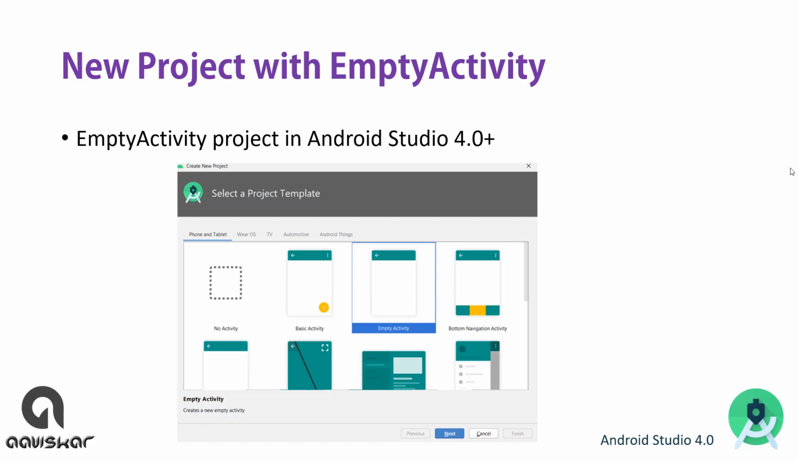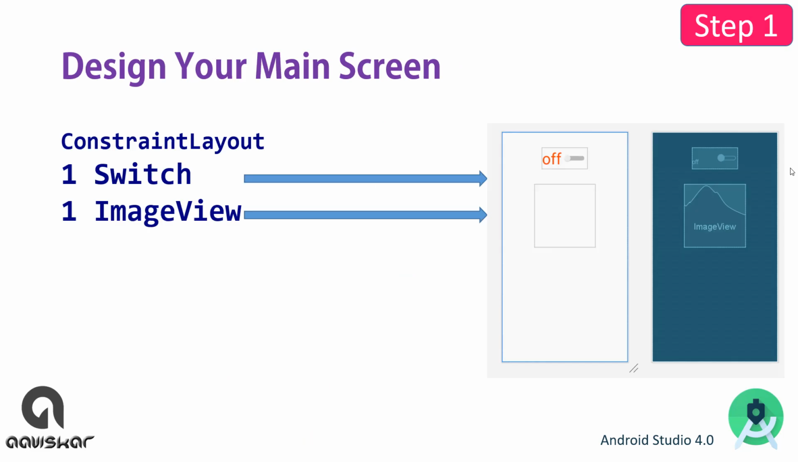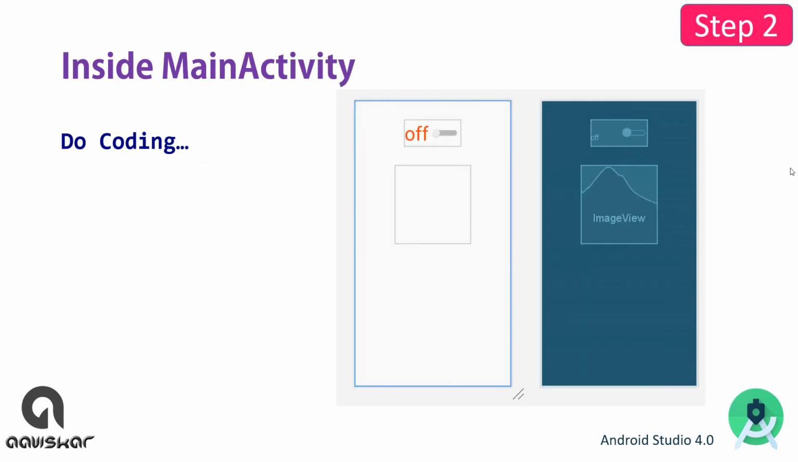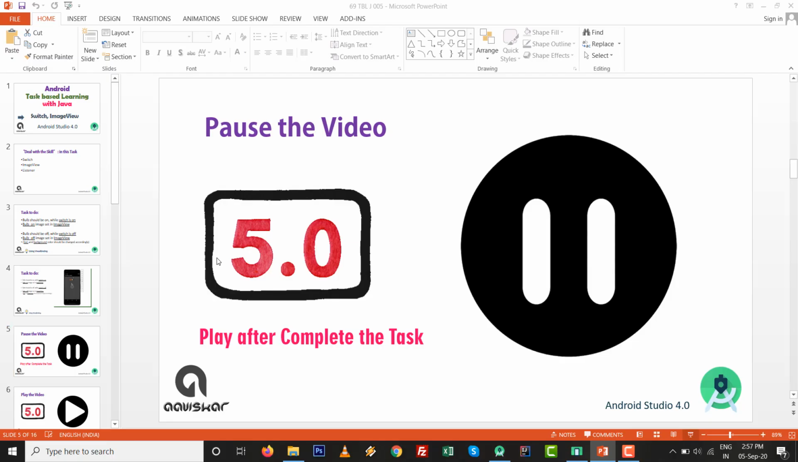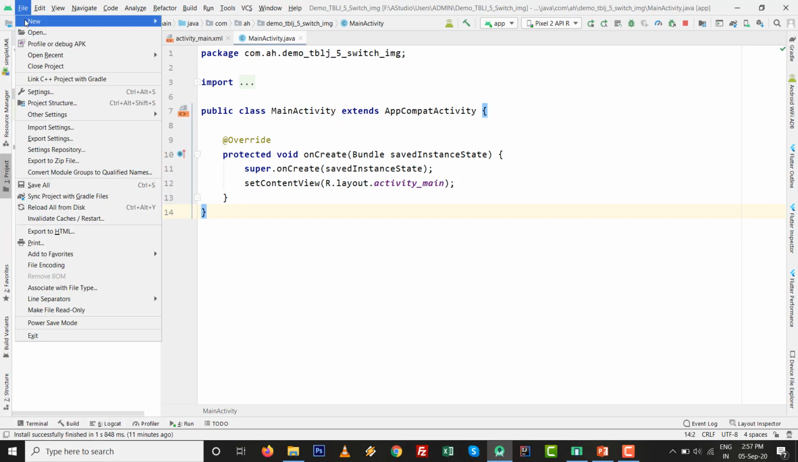So go to new project with an empty activity, and for the view binding capabilities, just add inside the build.gradle file viewBinding enabled true. Then design your main screen. We are going to design it with one image view and one switch inside the constraint layout, and inside the MainActivity.java file do the coding accordingly. So let's do the solution of our task.